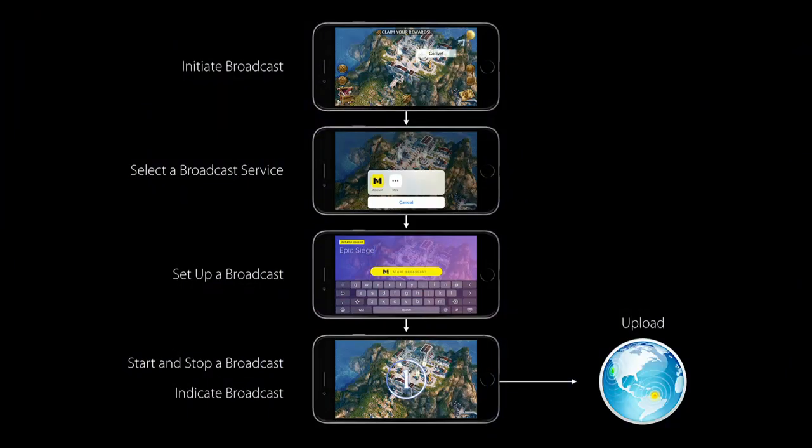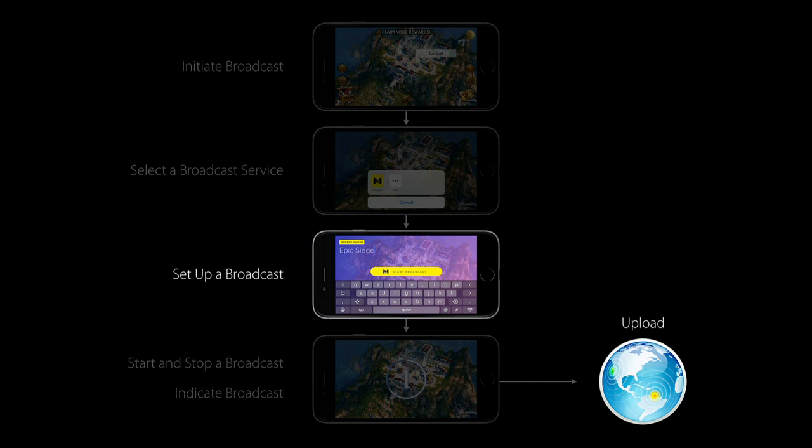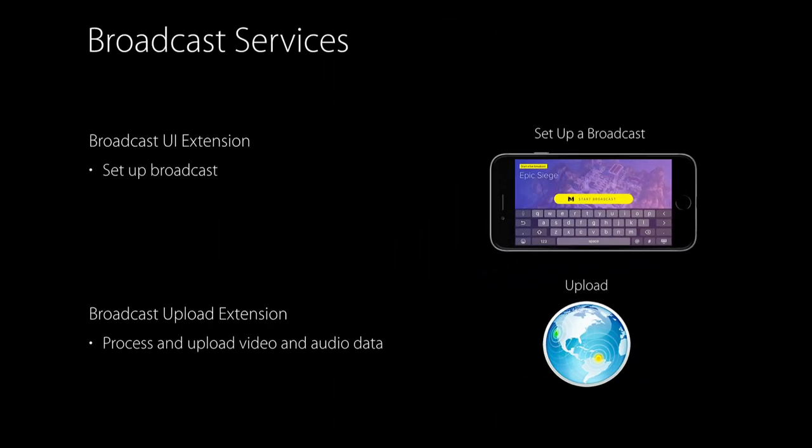So let's go back to that flow diagram. We've seen that the game is responsible for initiating the broadcast and controlling when to start and stop a broadcast. We've also seen that the UI for broadcast selection is taken care of by ReplayKit's Broadcast Activity View Controller. This leaves us with two remaining tasks: setting up the broadcast and uploading video and audio data to the backend servers. To allow broadcast services to accomplish these steps, we're introducing a new pair of app extensions specifically for this feature: a UI extension to allow the user to set up a broadcast, and a non-UI extension for processing and uploading the audio and video data.